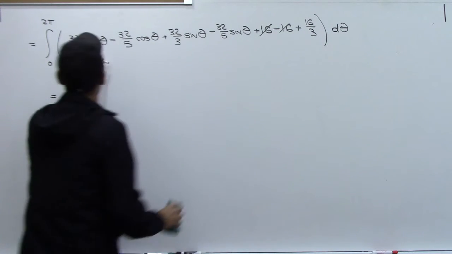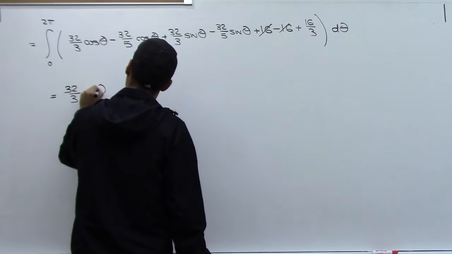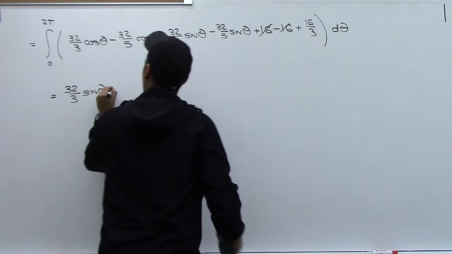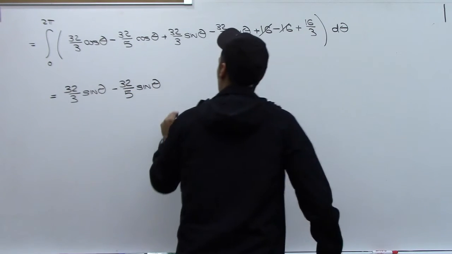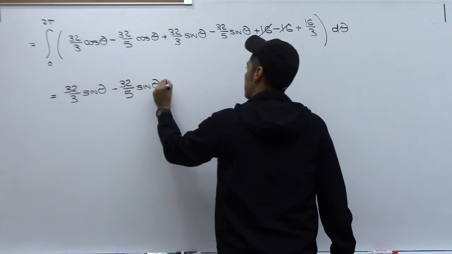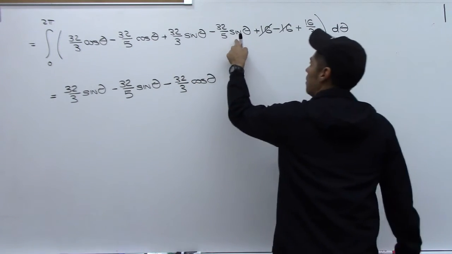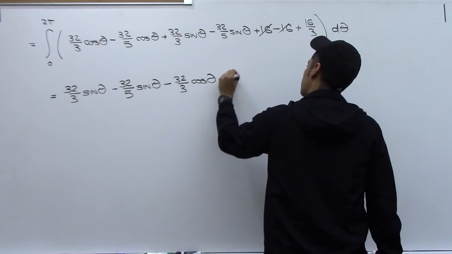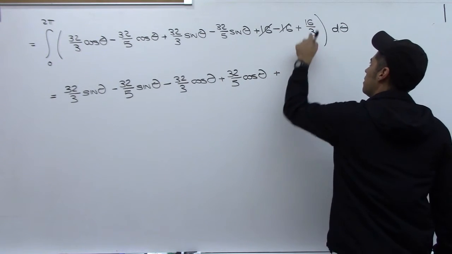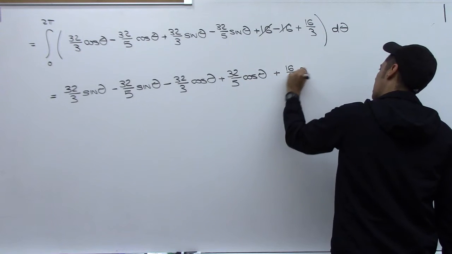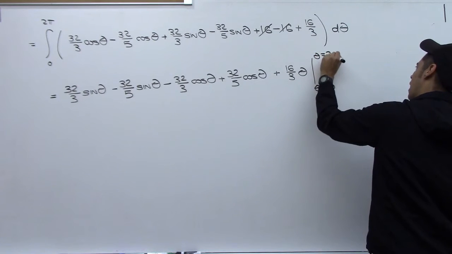So this equals antiderivative of cosine theta is sine theta. So I get 32/3 sine theta. Antiderivative, same thing here. So minus 32/5 sine theta. And then antiderivative of sine is negative cosine. So this becomes negative 32/3 cosine theta. And then this one is going to turn that to a positive. So plus 32/5 cosine theta. And then plus antiderivative 16/3 is 16/3 theta, evaluating from theta equals 0 to theta equals 2 pi.